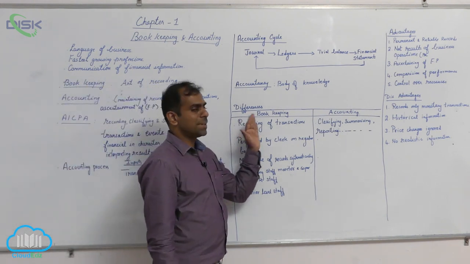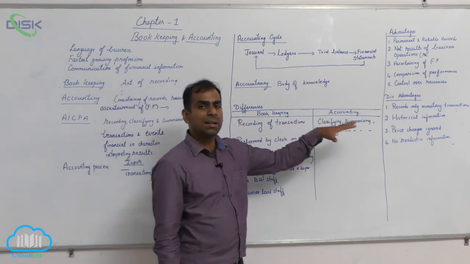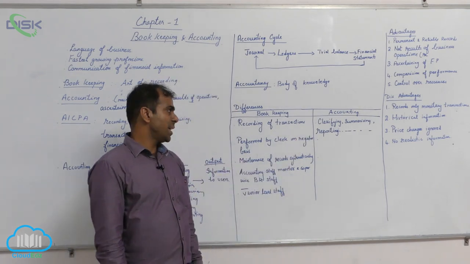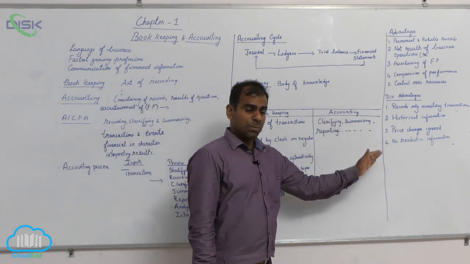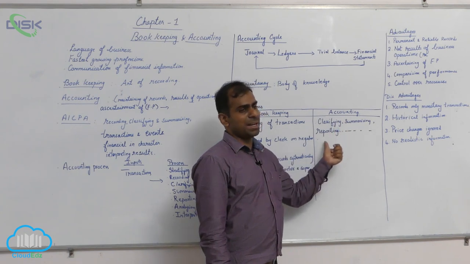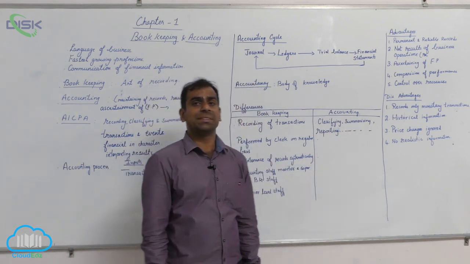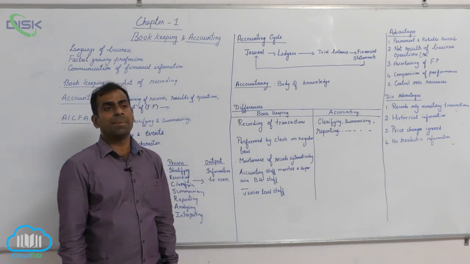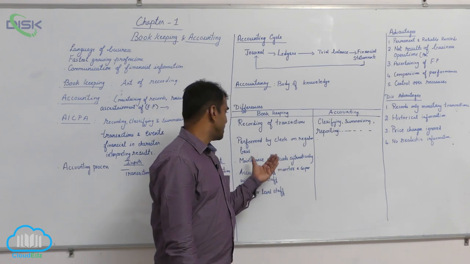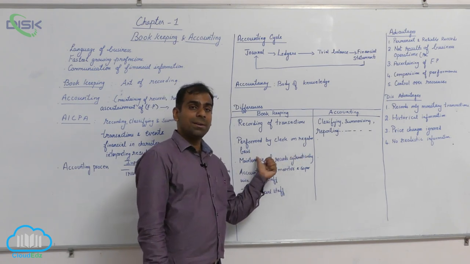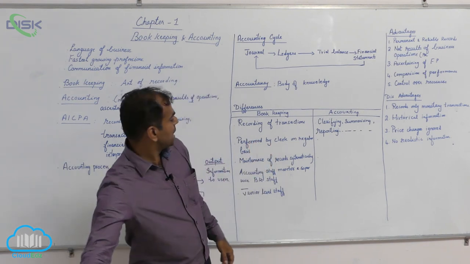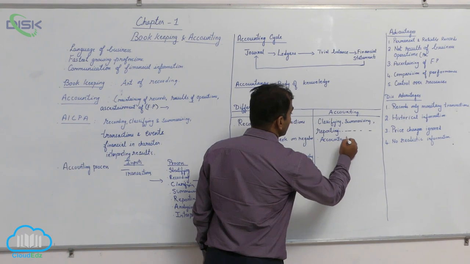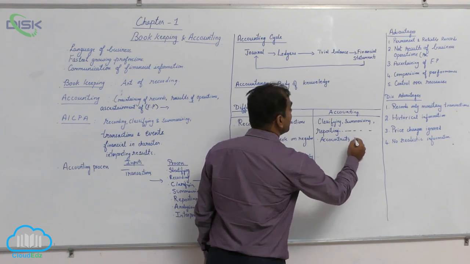Now let us also see the differences between bookkeeping and accounting. Bookkeeping involves only one activity, that is recording of business transactions, whereas accounting involves bookkeeping as well as other activities like classifying, summarizing, reporting, analyzing and interpreting the results thereof. Moving on to the second difference, bookkeeping is mostly performed by people called clerks, and it is performed on a regular or continuous basis. Accounting is performed by accountants, and it is not done on a day-to-day basis. It is done on a periodical basis.